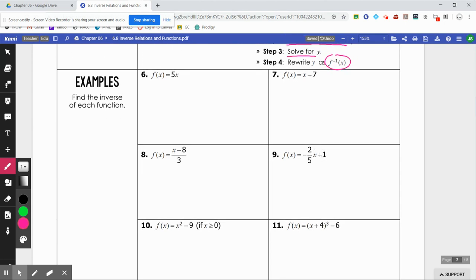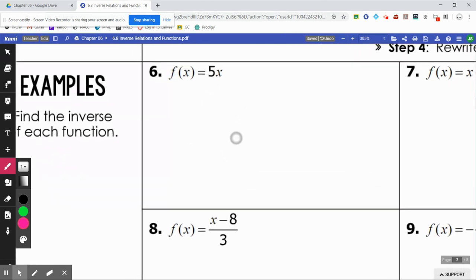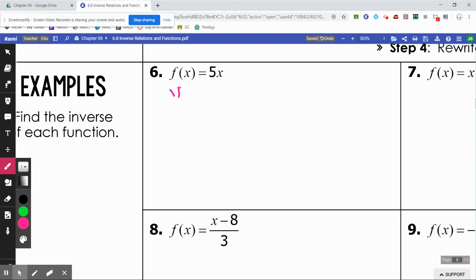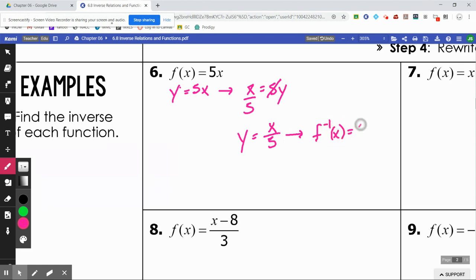So let's try one. Number 5, find the inverse. So your function is y equals 5x. So therefore the inverse would be x equals 5y. Next step, you simply solve that for y. We're going to get rid of this 5 by dividing. So you have y equals x over 5, and you are done. The only thing that's left to do is replace y with f inverse of x. So you now have x over 5. So here's your original function. Here is the inverse of that function.